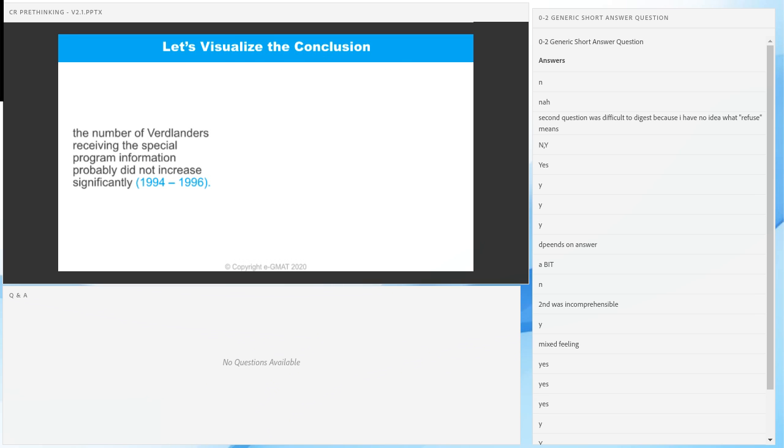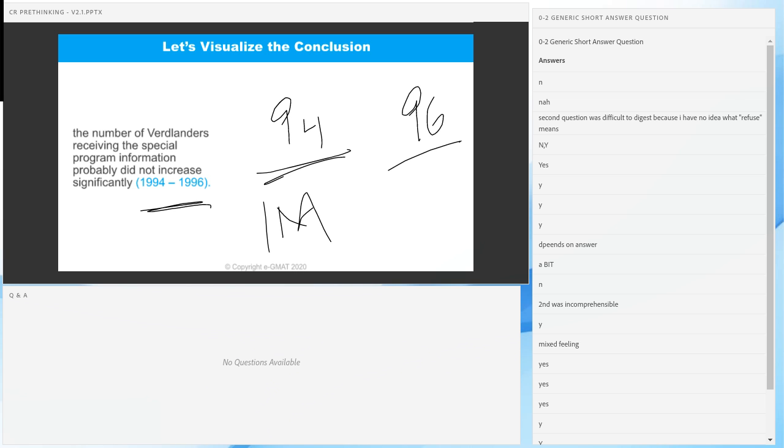So let's kind of look at this over here. Let's visualize this. The conclusion here is very simple. It says the number of V's wordlanders who received special program information did not increase significantly during this time period. So essentially what it's saying is, in 94, if there were 1 million wordlanders who received special program information, in 96 you have more or less 1 million as well. Okay.